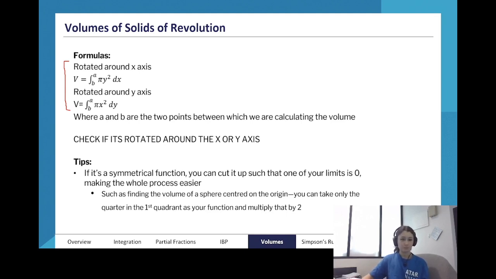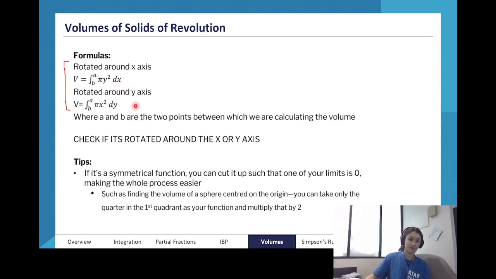Anyway, to find the volumes of solids of revolution we apply these two formulas here. And these are in your formula sheet, so don't stress about remembering them. The volume rotated around the x-axis is going to be the definite integral of pi multiplied by the function y squared with respect to x. By the function y, I just mean if your function is y equals x plus 2, you just have x plus 2 in there.